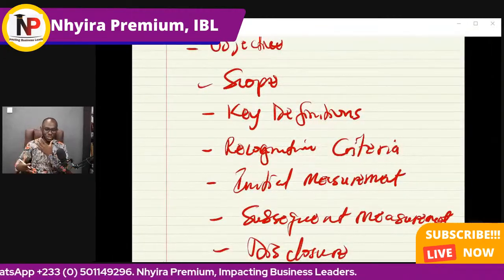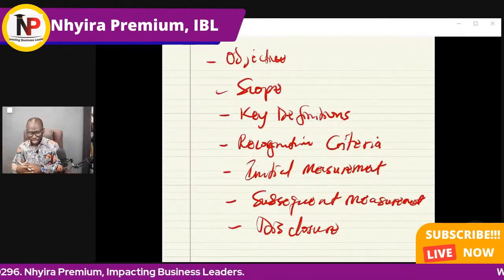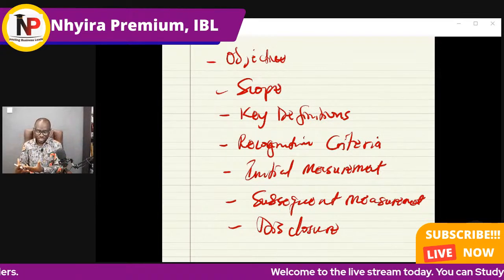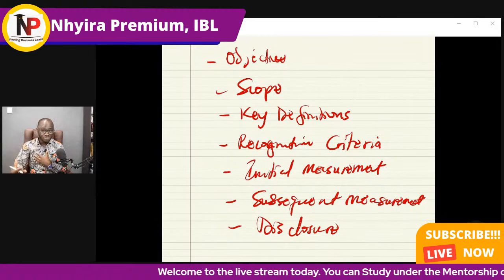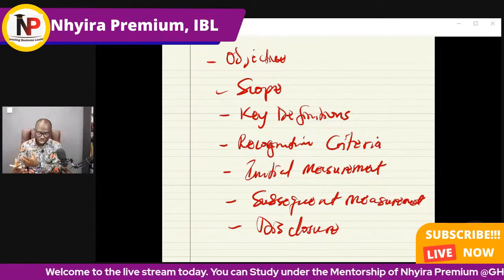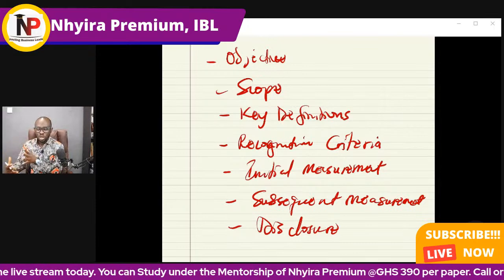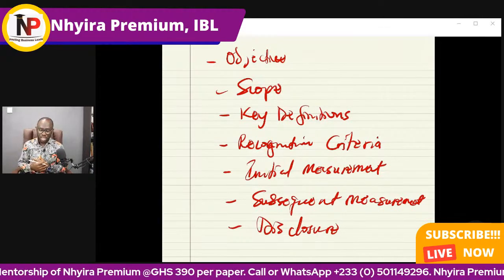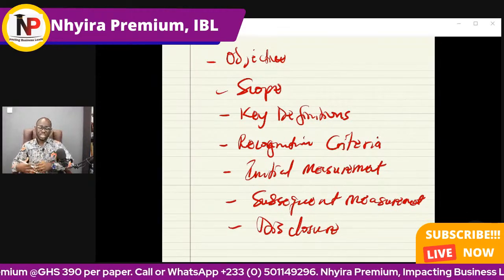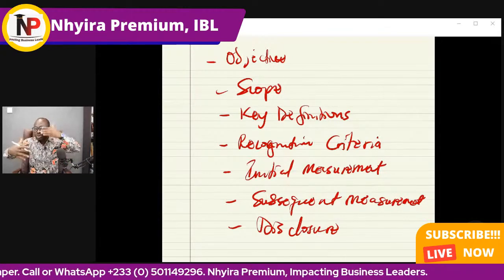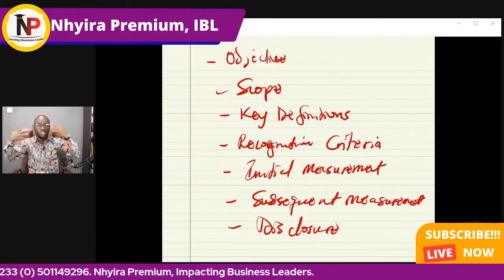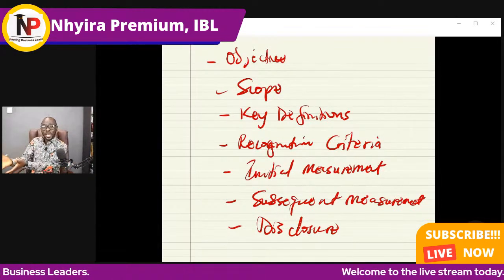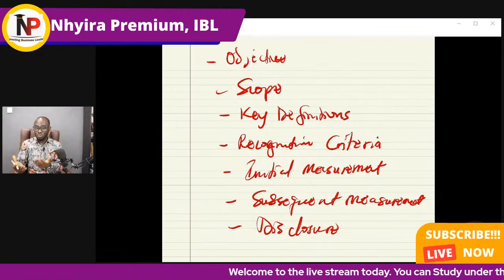Depending on your level, a couple of things could come up at all costs. So you must know the objective of the standard. You must understand the scope of the standard. You must know about the key definitions. You must understand the recognition criteria. You must know about the initial measurement. In other words, what should constitute the initial cost of the asset, and then the subsequent measurement after we initially recognize it. How do we subsequently recognize it in our books to determine the carrying amount of the thing? And then disclosure requirements. What do we put in the notes to the financial statement of the organization?